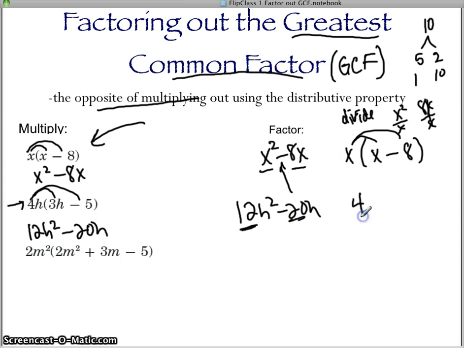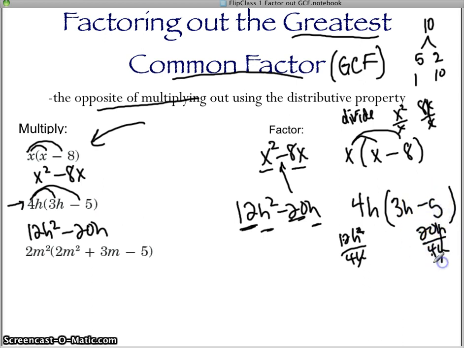Alright, so we're going to take a 4 out, and then you have h squared and h. You can take an h out of both of them. And then to get what is left over, 12h squared divided by 4h. 12 divided by 4 is 3. H squared divided by h, one of them cancels, you have 1 left over. Minus 20h divided by 4h. 20 divided by 4 is 5, your h's cancel. So it's 4h times 3h minus 5.